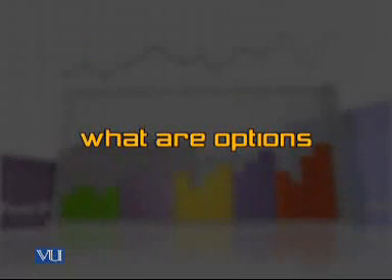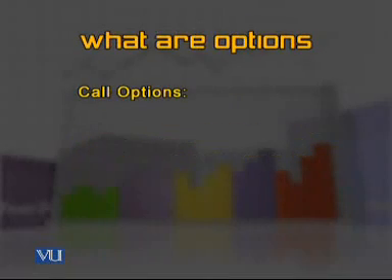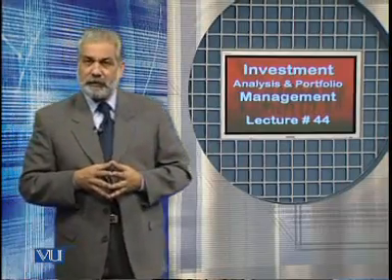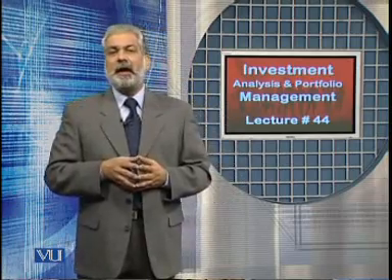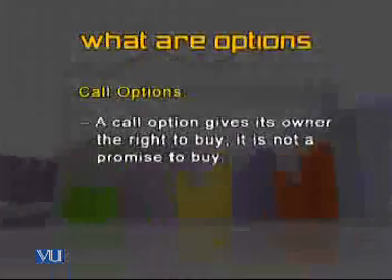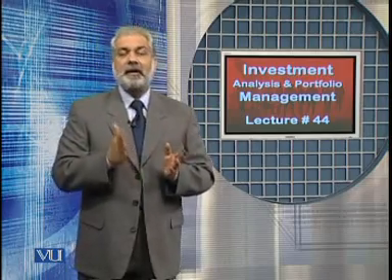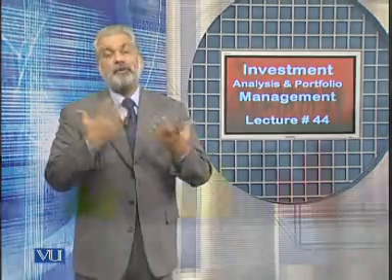So then, what are options? We referred to call options, and we talked about options being products and parts of the derivatives market. Options would have a call option. A call option gives its owner the right to buy. Mark my words, it is not a promise to buy. It gives the owner the right to buy, which is different than a promise to buy. Just like any plain English word, an option is not a promise.